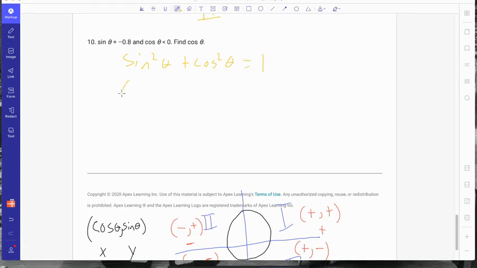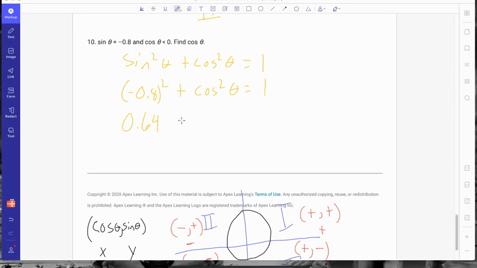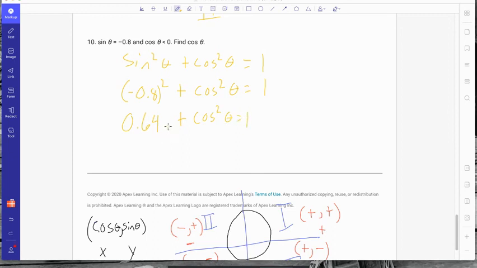I know my sine is negative 0.8. I still don't know what my cosine is yet, right? That's what we're solving for. I'm going to go ahead and square this. It's going to be a positive 0.64. I subtract 0.64 from both sides. I'm not going to write it out because I'm going to run out of space.